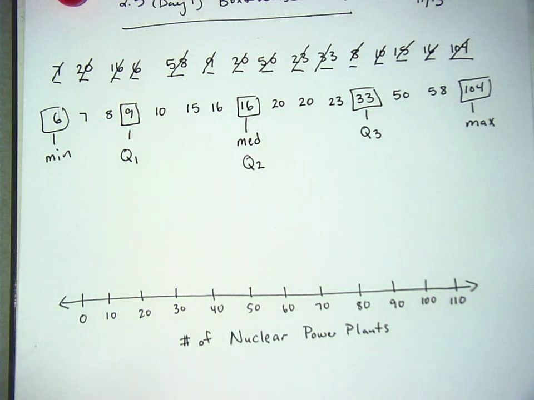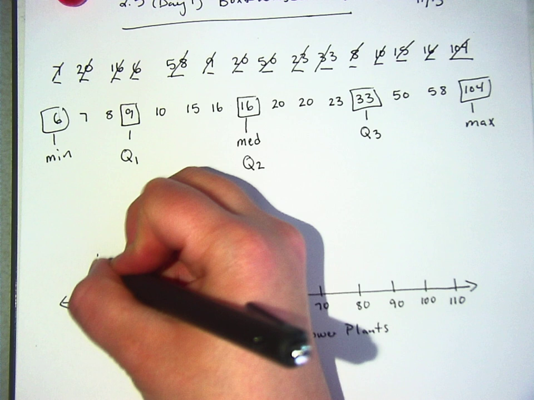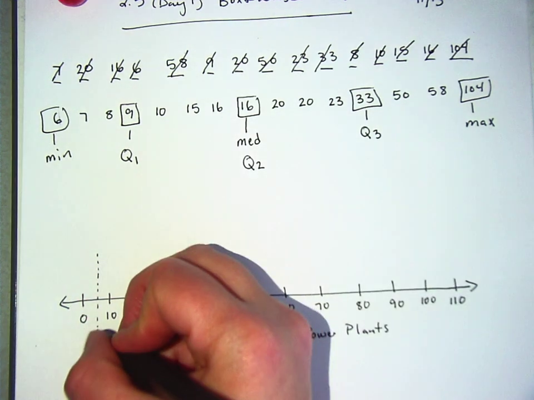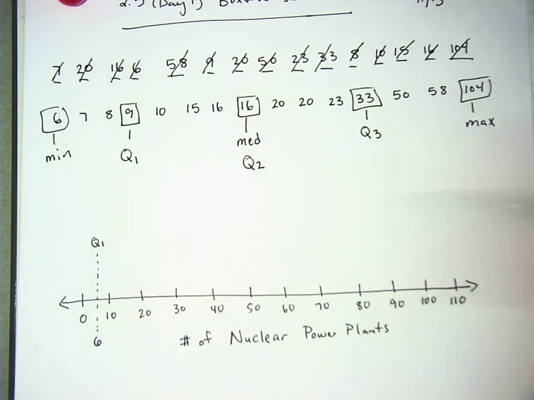Okay, then I am going to draw dotted lines through all of my points here. So not all the points, just the points that matter. So I'm going to put down here, this is the number 6, and this is my minimum.